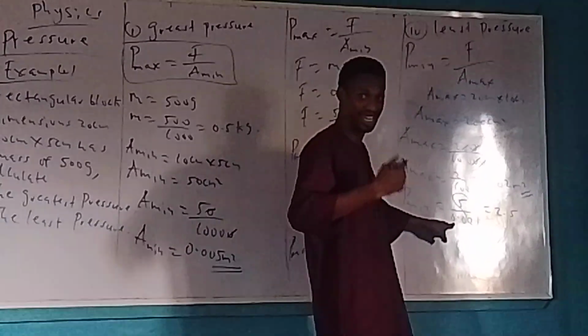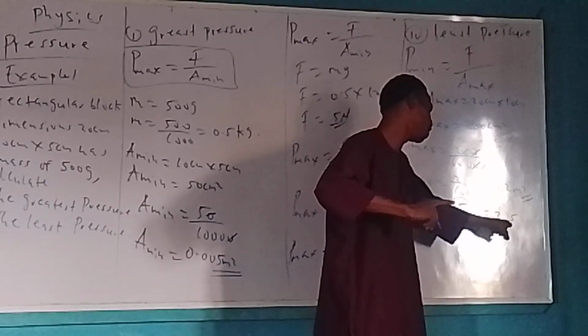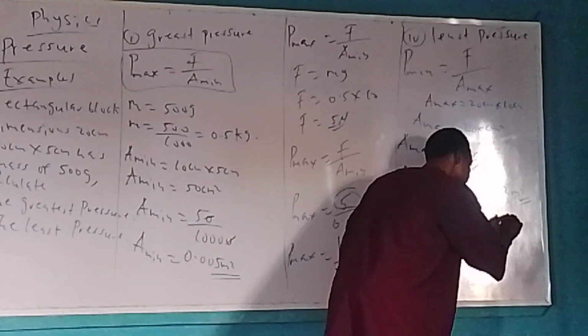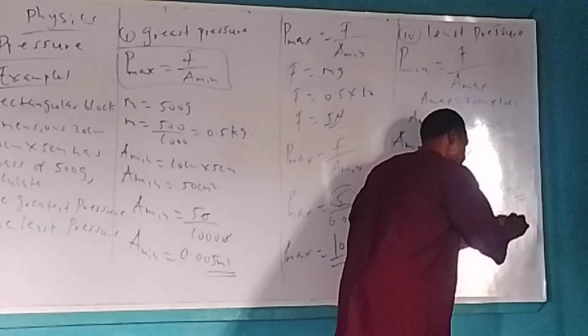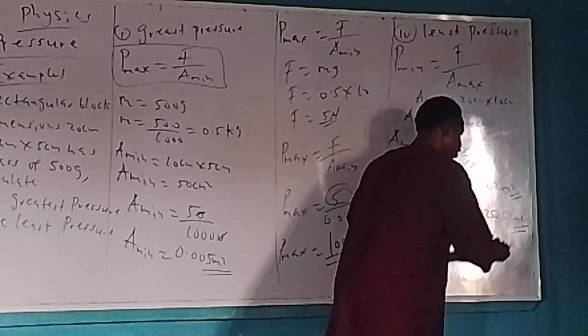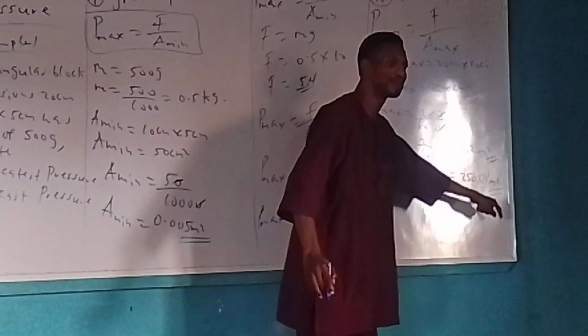This 1 0 means 10. Just take that straight. 2.5 times 10 gives us 25. This one is actually the pressure: 250 Newton per meter square.